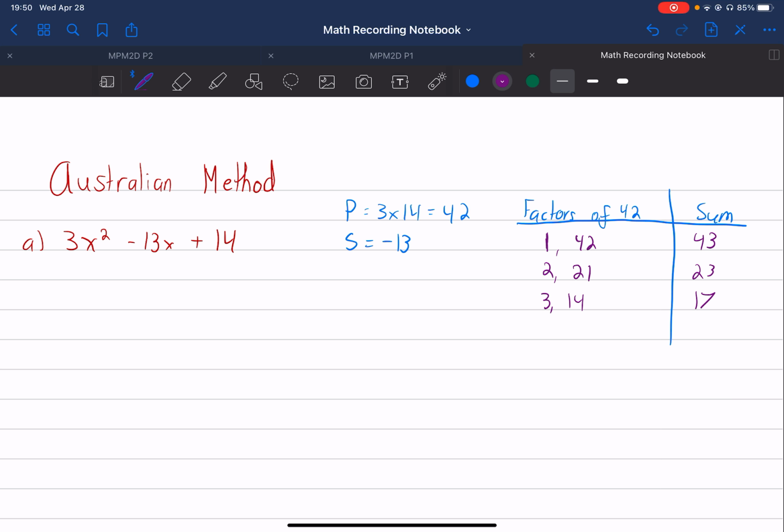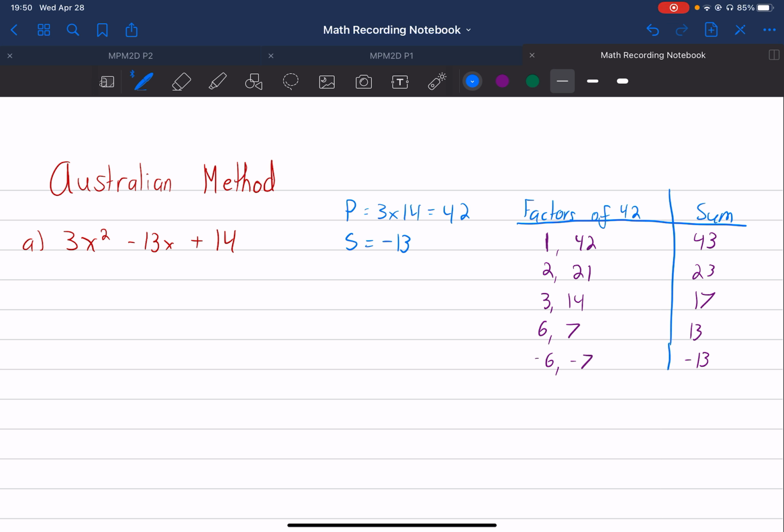6 into 42 does work because if we do 6 times 7, we get 42. And it adds to 13. Well, okay, it's close to what we want. We have 13, but we want negative 13. So if we rewrote it and said negative 6 and negative 7, it still multiplies out to positive 42, but that gives us the negative 13 that we want.